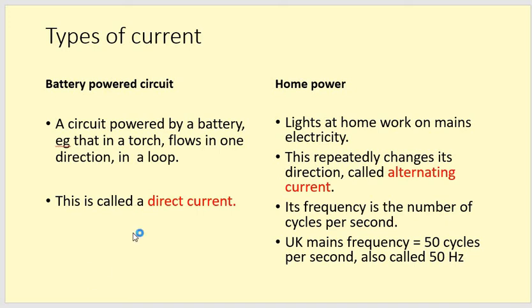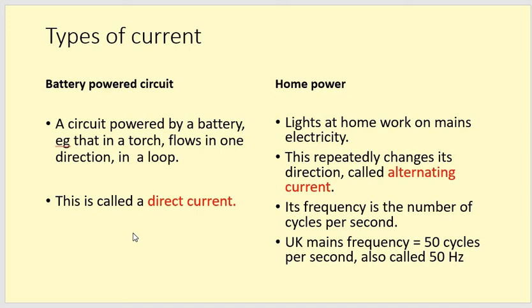If you have a battery powered circuit, for example, you've got a torch you take out at night when it gets dark, you've got a battery working it, then in that case the current just flows in a loop. It's a direct current, it will only flow in one direction. Yes, I've got my favourite joke in there. Yeah, I know you will all have missed it.